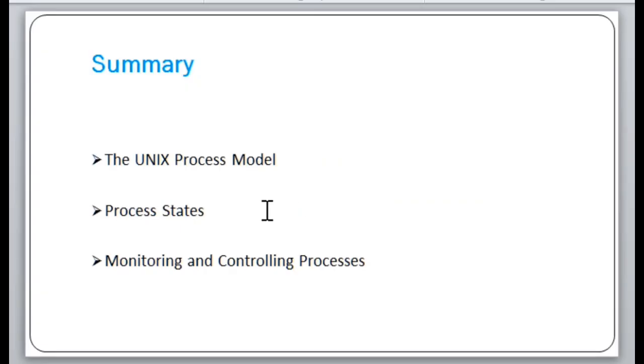So in summary, we went over the UNIX process model, we went over process states, and we went over monitoring and controlling processes. And we even got a little bonus info there, as you were able to see and watch that some of the processes weren't exiting. So we actually used some different flags on that kill command to actually stop the processes.